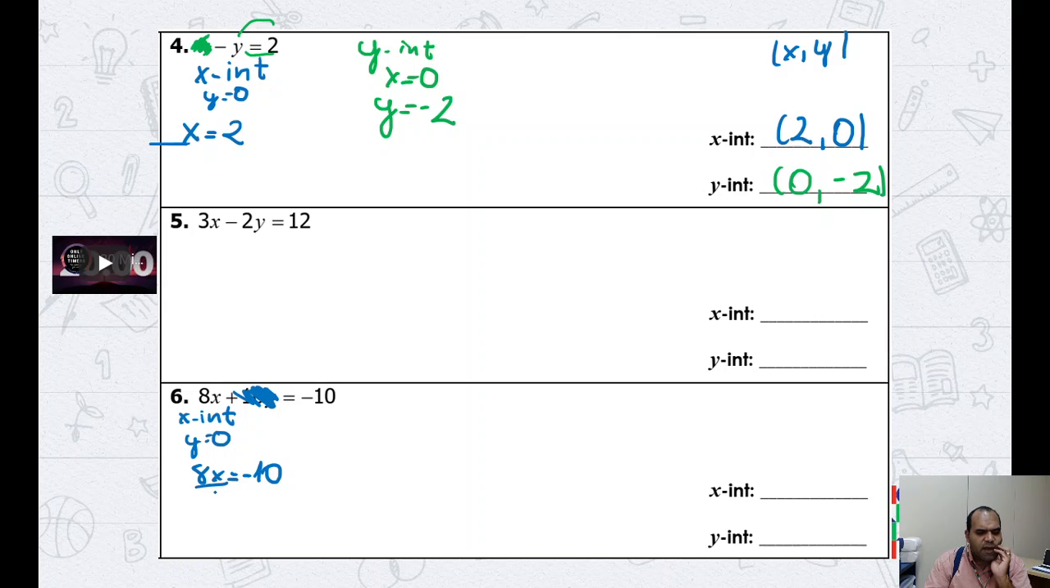Right now I need to divide by 8. X equals negative 10 over 8. I divide by 2 to simplify it, divide by 2, divide by 2. My new result is negative 5 fourths. My x is negative 5 fourths. Let's write it down: my x-intercept is negative 5 fourths, comma 0.